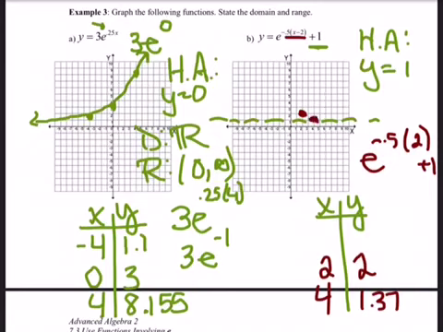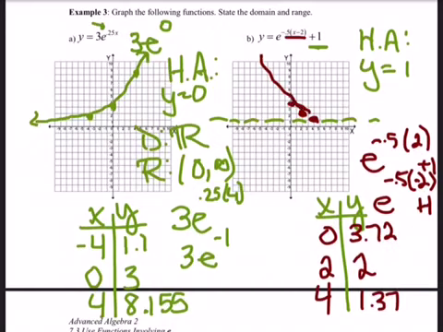Okay, if I plug in 0, I get e to the negative 0.5 times negative 2 plus 1. So e, and negative 0.5 times negative 2 is 1. And then plus 1 gives me 3.72. That's here-ish. So I'm going to get a graph that does something like this. It's going to approach the y equals 1 but never actually get there.